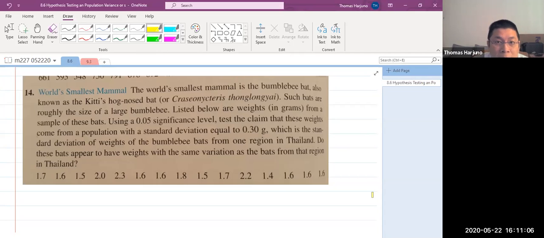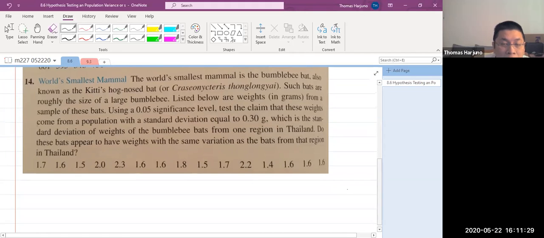Let's see, this number 14, the world's smallest mammal is the bumblebee bat, which is roughly the size of a large bumblebee. Now, listed below are the weights in grams from a sample of these bats. Let's see, what is the sample size? Seems like they don't give us any sample standard deviation or sample mean, so we need to find them ourselves.